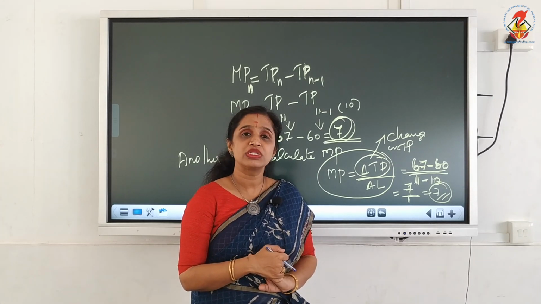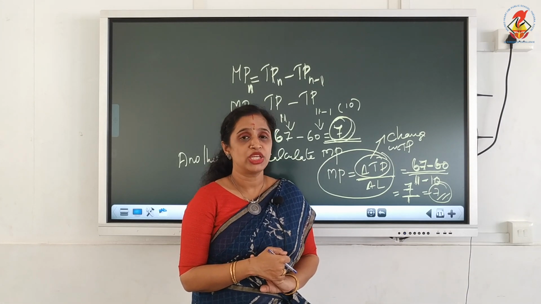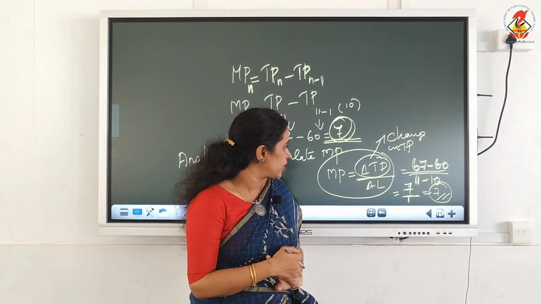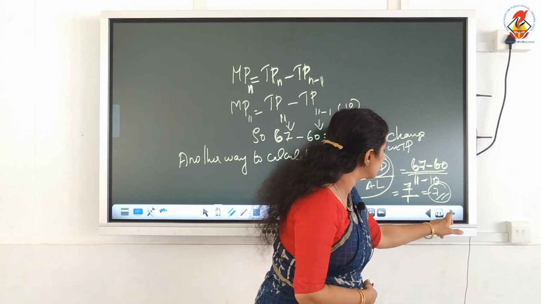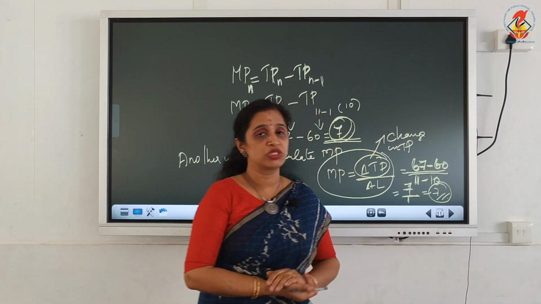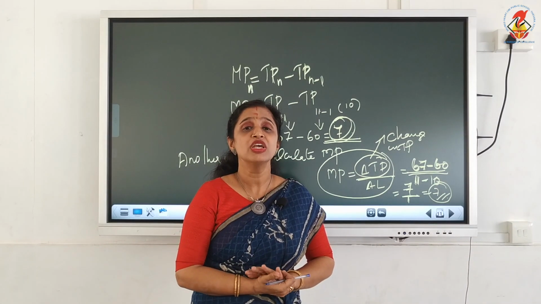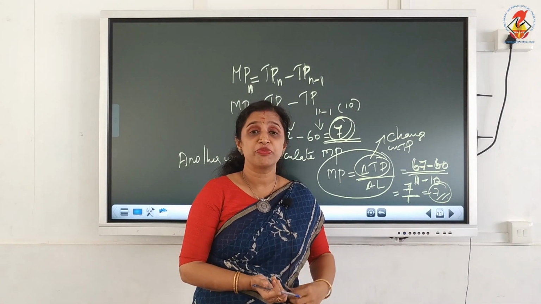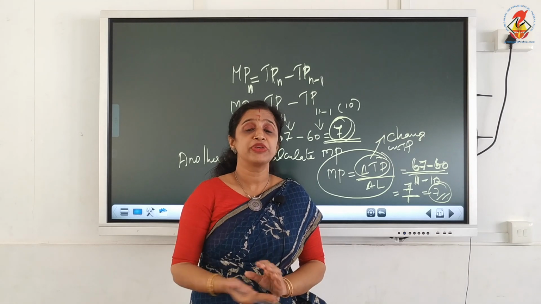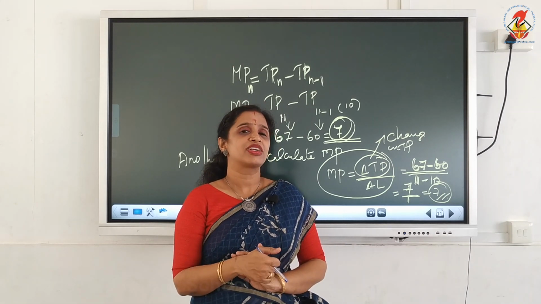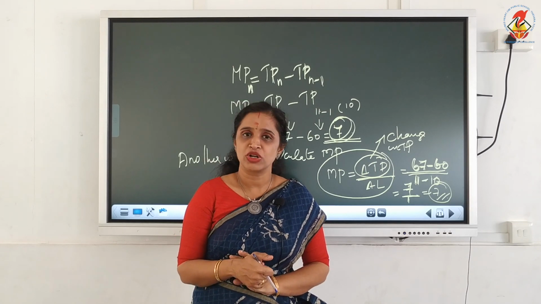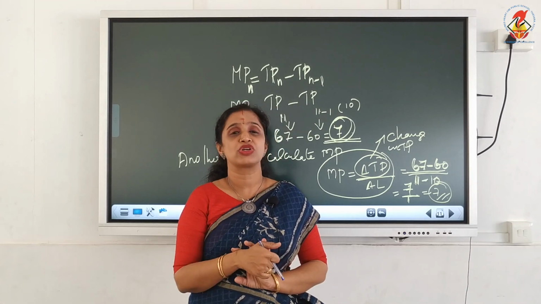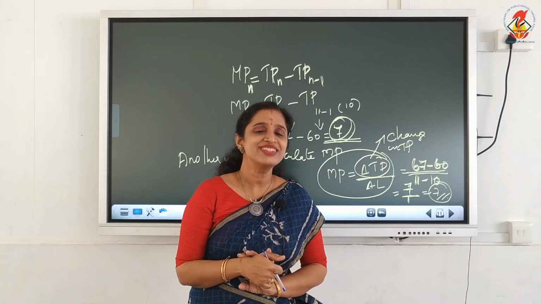You can either use MPN is equal to TPN minus TPN minus 1, or MP is equal to delta TP by delta L. So I hope all these concepts are clear to you, such as production, production function, two types of production function, the two time periods, short run and long run, two factors, variable and fixed factors, and the concept of product such as total product, marginal product and average product.